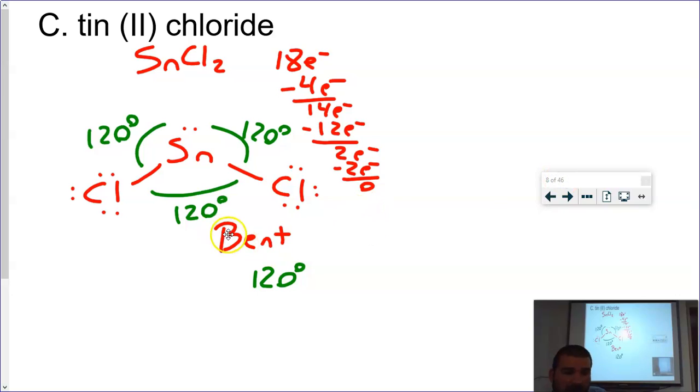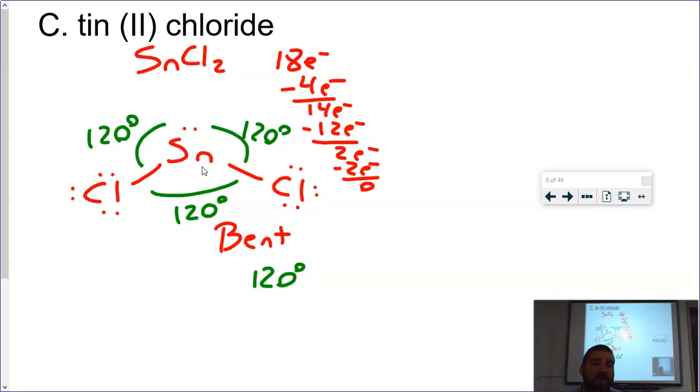In the third one, tin 2 chloride, the coordination number is 3 because it's not just atoms that matter, it's also the lone pairs on the central atom, okay? So tin is in the middle, 2 atoms, 1 lone pair on the tin. We are separating 3 things in 3-dimensional space. That's what VSEPR theory is trying to talk about, okay?